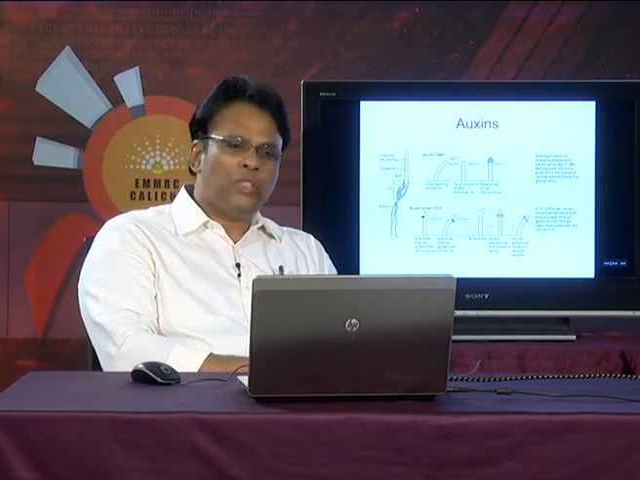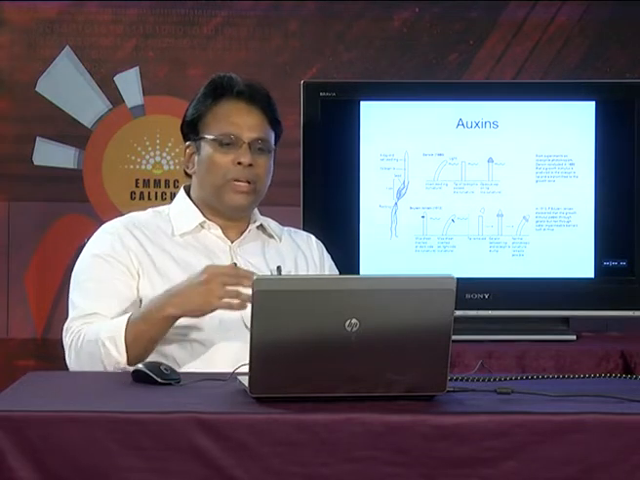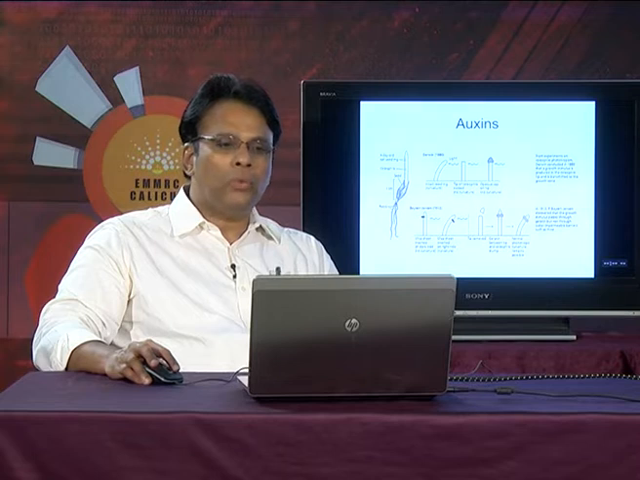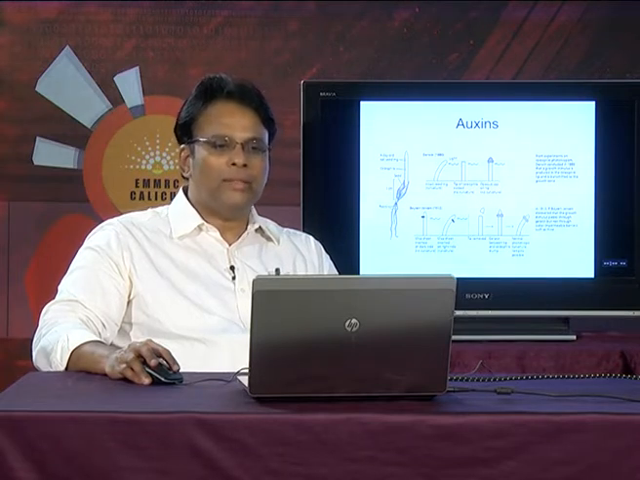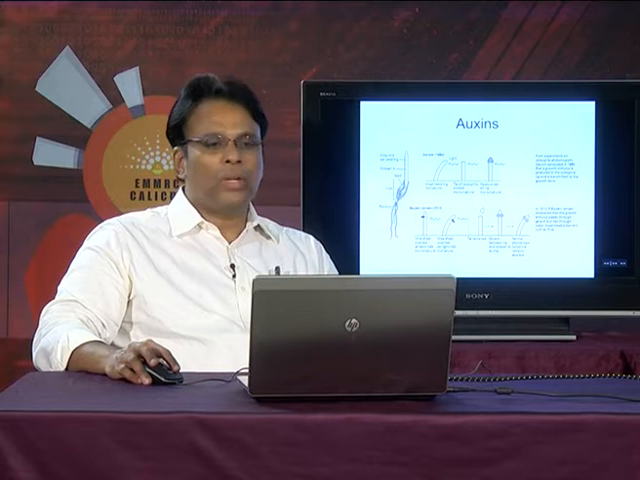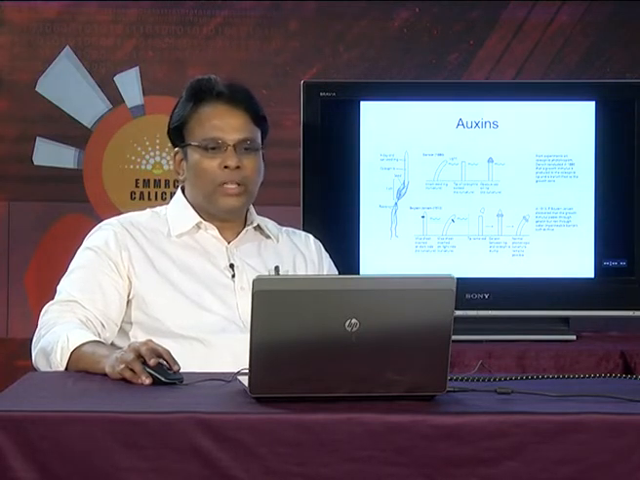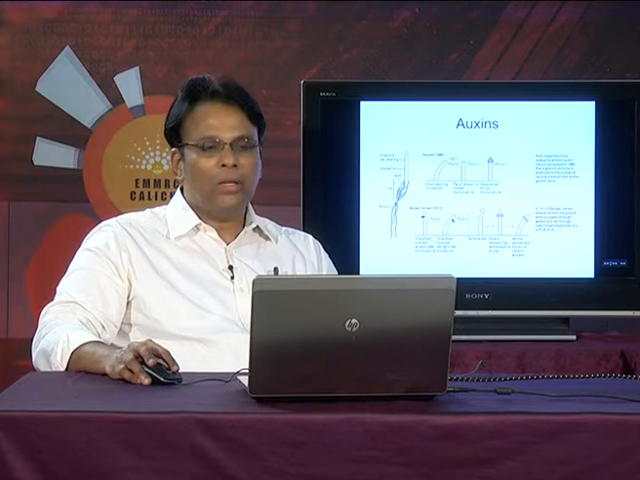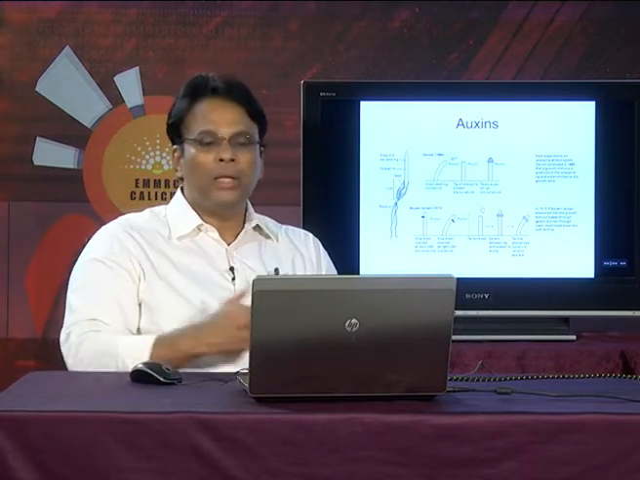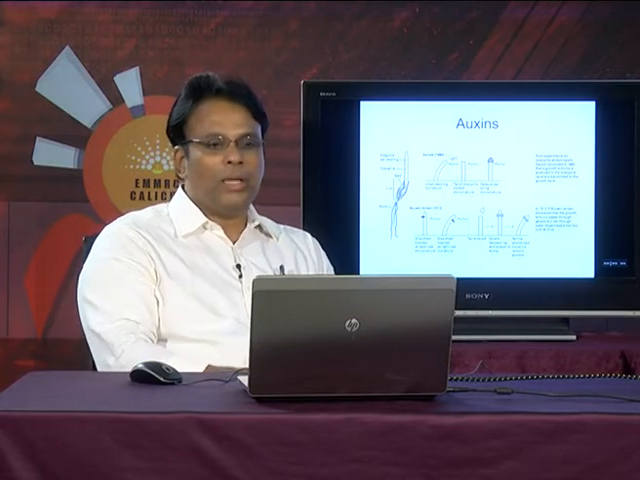In another set of experiments by Boysen Jensen, they experimented in such a way that towards one side the light was falling, and on the opposite side they inserted a mica sheet, and there was no effect on the bending of the coleoptile tip. But when the mica sheet was inserted on the side where the light was falling, you can see that the coleoptile was not bending towards the light.